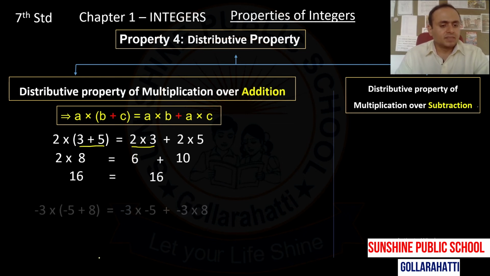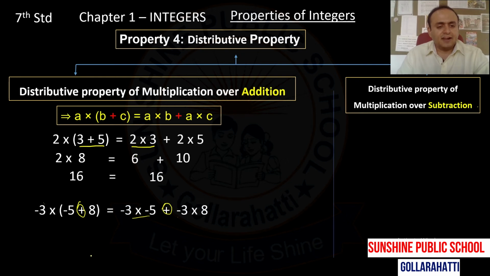Next example, 3 into (minus 5 plus 8) is equal to 3 into minus 5 plus 3 into 8. This is nothing but we are going to multiply 3 with both minus 5 and plus 8. That is 3 into minus 5 here and 3 into plus 8 here. In between you have a plus sign.